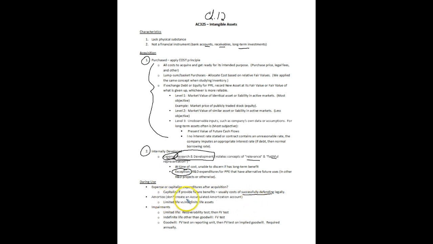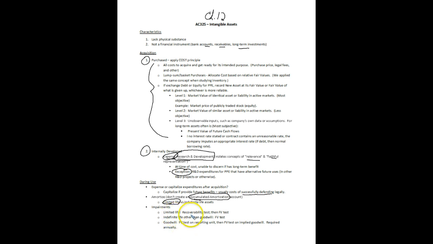We will amortize intangible assets if they have a limited life. If they have an indefinite life, we do not amortize them. And also, just customary, we do not use an accumulated amortization account. We credit the asset itself. Then impairments, we just went over that earlier in this recording.